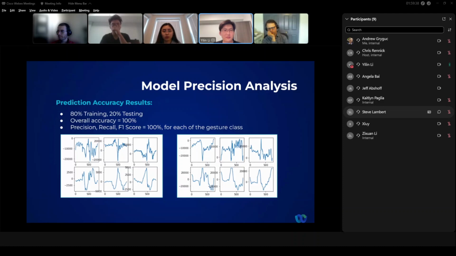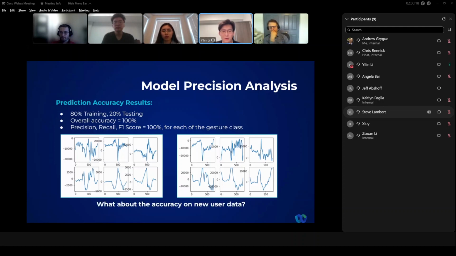Initially, on the 80% training data and 20% test data, the overall accuracy of our model is 100%. Correspondingly, the precision, recall, and F1 score are also 100% for each gesture class, which is really high. And to explain this, we verify our accuracy by visualizing the corresponding MPU readings. These 2 figures are just the circular gesture motion collected from 2 different users. As you see, the accelerometer and the gyroscope readings have similar trends, which verify our accuracy of the model.